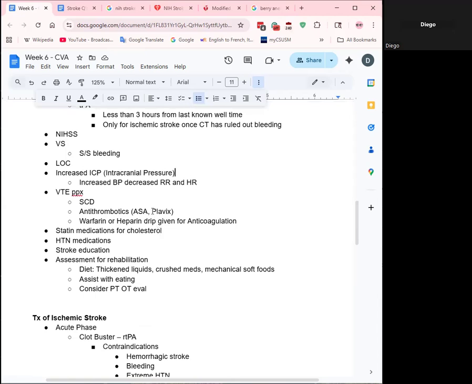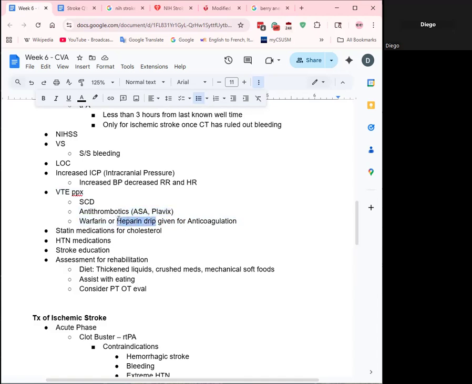If they had an ischemic stroke, then you're going to be doing things such as antithrombotics, or warfarin, or a heparin drip. More likely, it will be a heparin. If they're already on warfarin, you'll continue it if they're having an ischemic stroke. Otherwise, it would be a heparin drip.